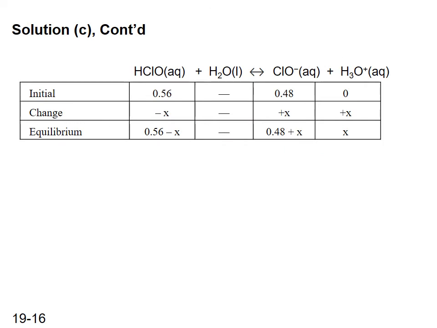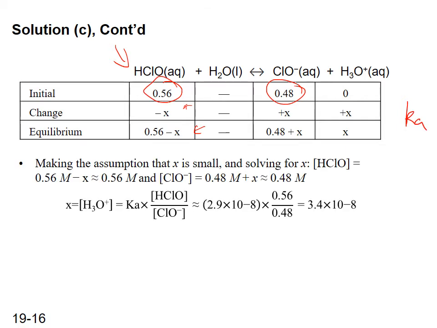Now, with the new initial concentrations of the acid and the conjugate base calculated, we write the acid dissociation reaction again and draw the reaction table in order to solve for the new hydronium concentration. So the change, the equilibrium concentration as usual, and to solve for X we use Ka, and we should get the same equation: the hydronium ion concentration is Ka multiplied by the ratio of the acid divided by the base.